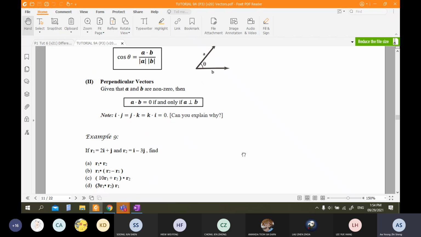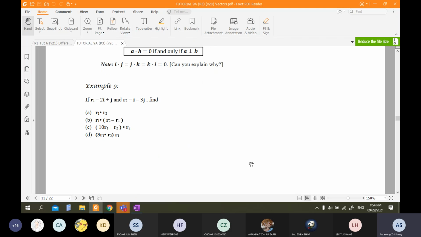Next, example 9 is just a very quick practice on how to compute dot product. Here I'm using a two-dimensional vector for you to practice on. In the exam, 99.99% of the questions will give you 3D vectors. Okay, so this example 9 is just for you to warm up.